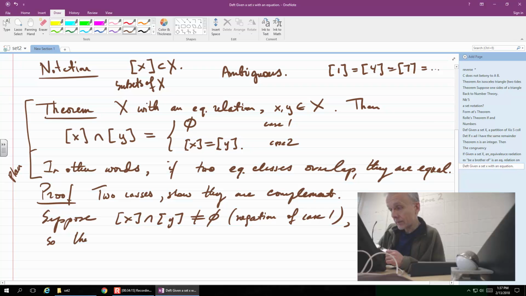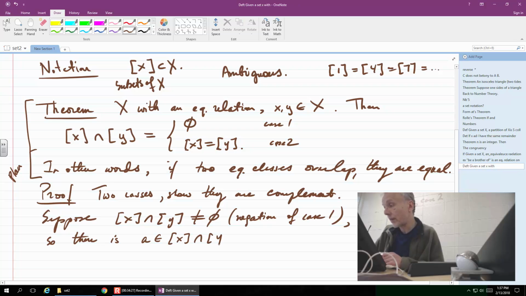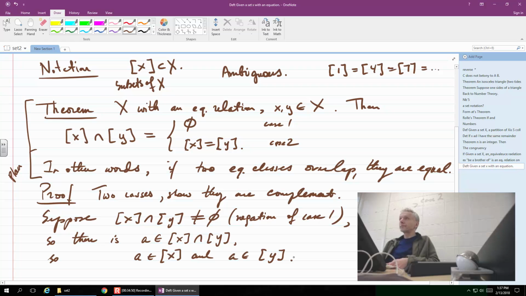So it is this simple, yes. There is some element, say A, that belongs to both of them, to the intersection to begin with, and then naturally we keep unwrapping it. What does it mean for an element to belong to the intersection of two sets? It means that it belongs to one and the other. A belongs to the equivalence class of X, and A belongs to the equivalence class of Y.